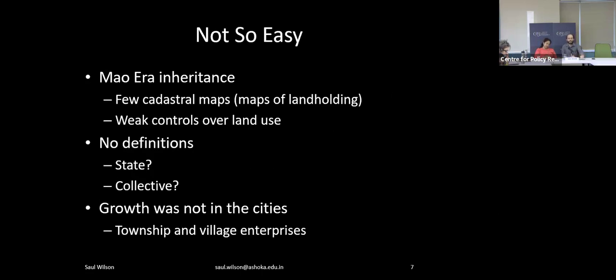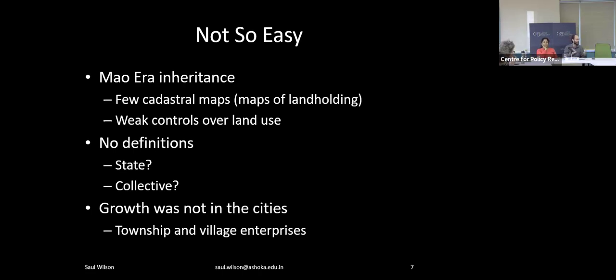Of course, none of this is so easy to implement in practice. Because land was not the primary tool of managing the economy under the planned economy, instead, of course, the planned economy was managed through allocations of products and not land itself, the reformers didn't inherit a particularly developed system for managing land. In fact, they inherit a system in which there are very few cadastral maps even. They don't really know who has ownership or use of different parcels of land in cities. And they have relatively weak tools over which to control land use.